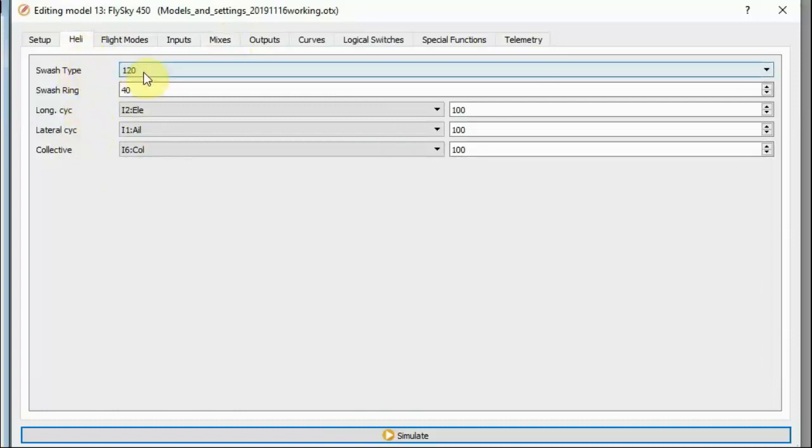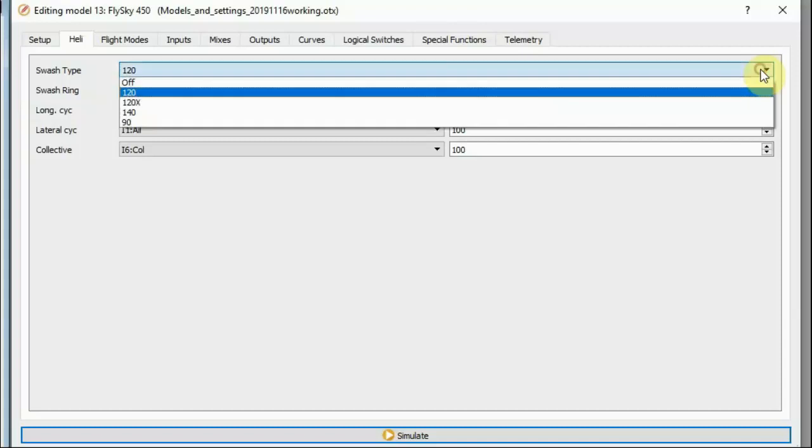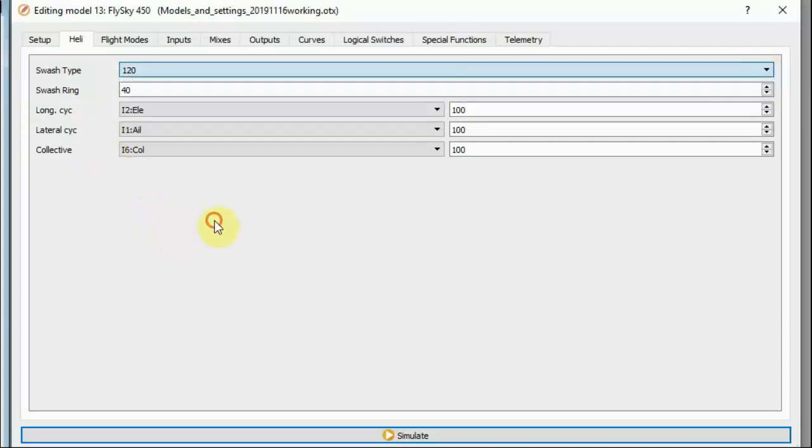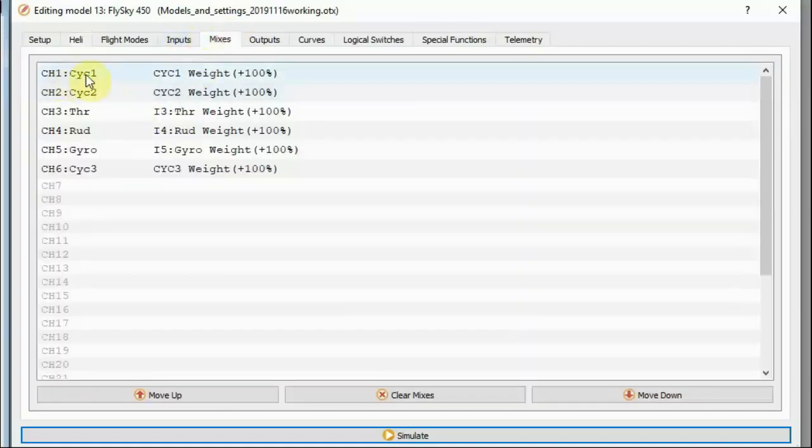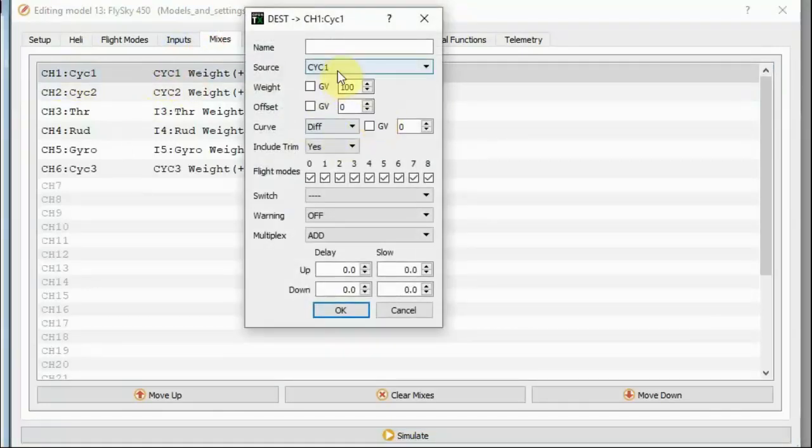If you define the swash type as anything other than 90, it creates 3 inputs, 3 values called cyc 1, cyc 2, and cyc 3. If you choose the 90-degree setup, it only creates 2 cyclic inputs, cyc 1 and cyc 2. Cyc 1 won't exist unless you define stuff on the heli page, because cyc 1 comes from the heli page. Cyc 1 is the output from the heli page, which is intended to drive the first cyclic servo.